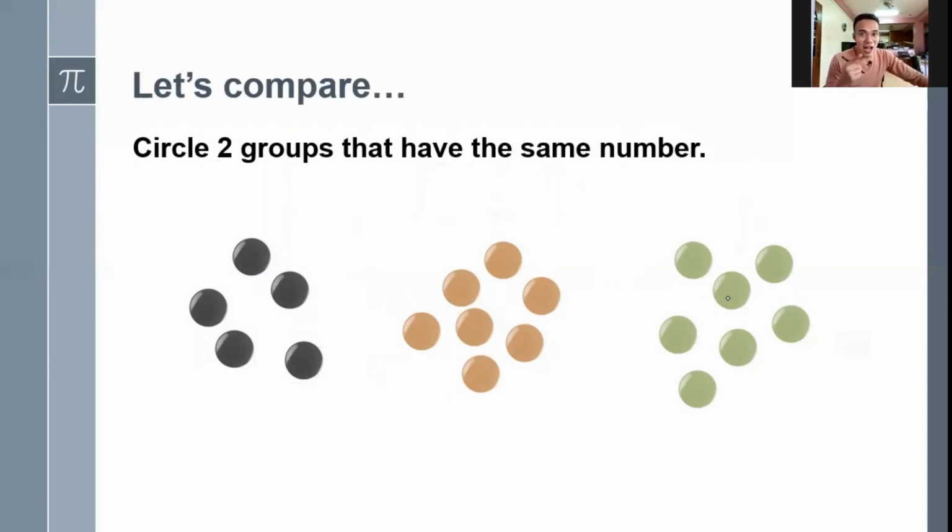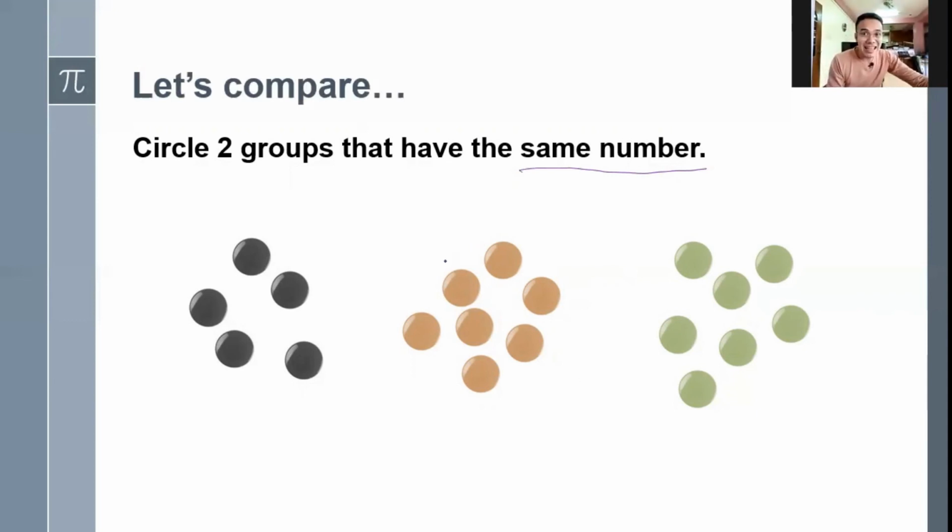Let's have another one, and this is our last example. The instruction here is we're going to circle two groups that have the same number. What we are going to do is count how many counters there are in each group. Remember, there are three groups there, okay?